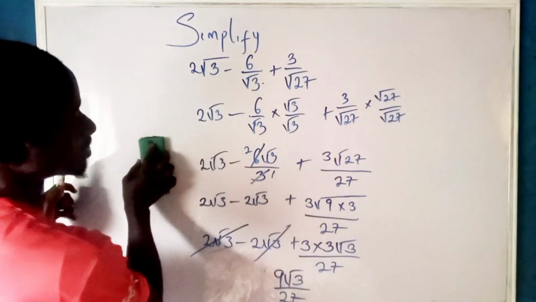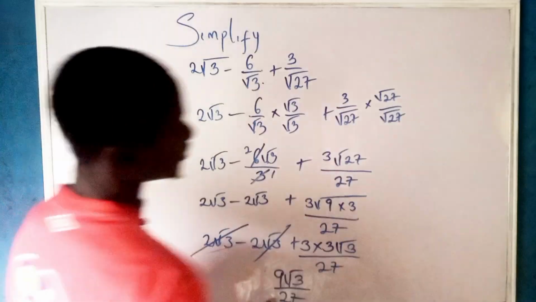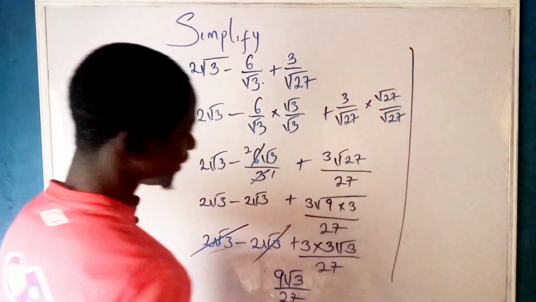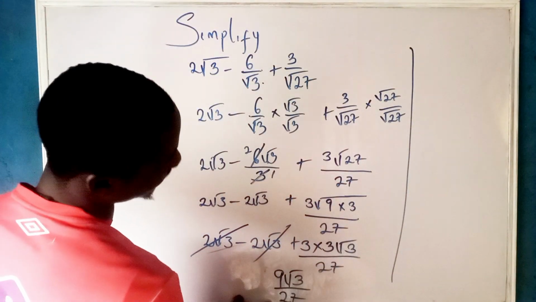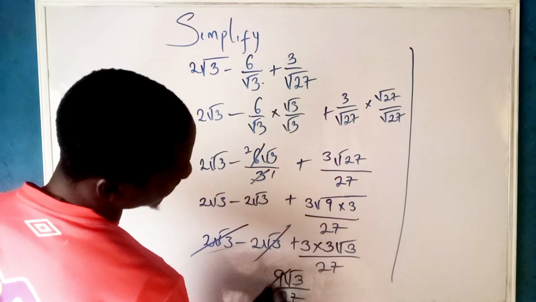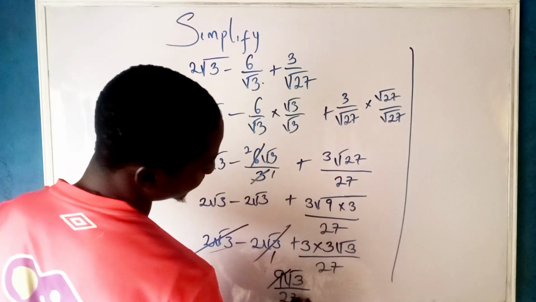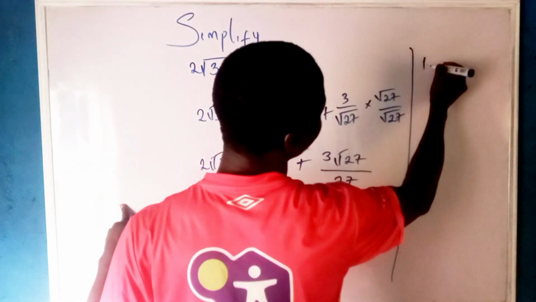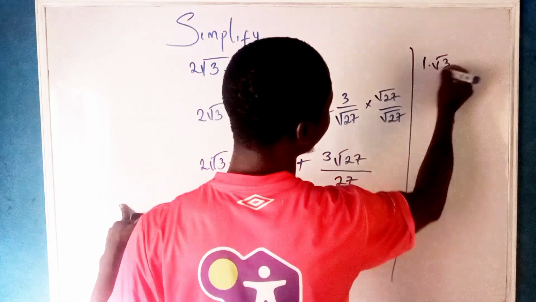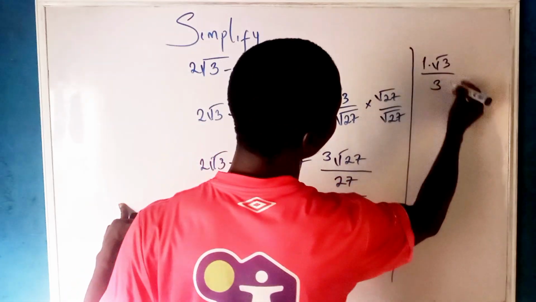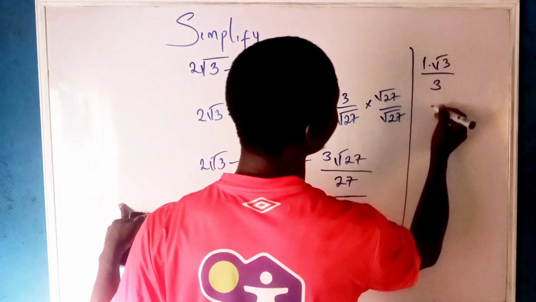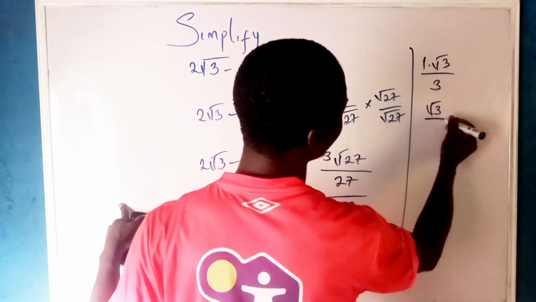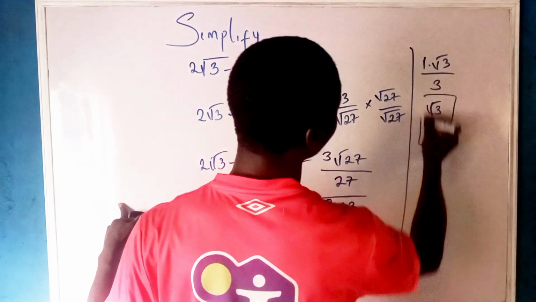Let us continue over here. Now, 9 root 3 all over 27. 9 in 9 is 1. 9 in 27 is 3. So you are left with 1 times root 3 all over 3, which is the same thing as 1 times root 3 giving us root 3 all over 3. And this becomes our final answer.